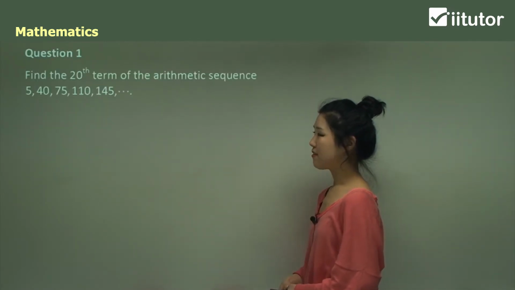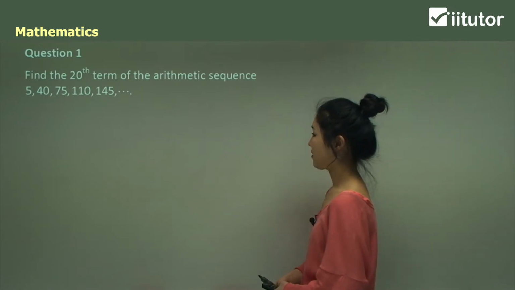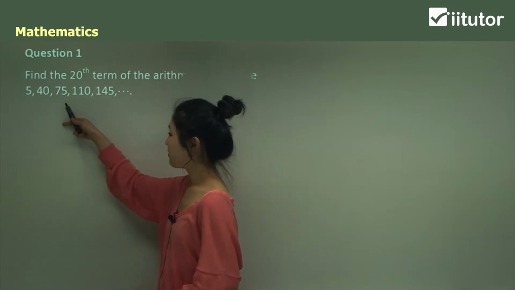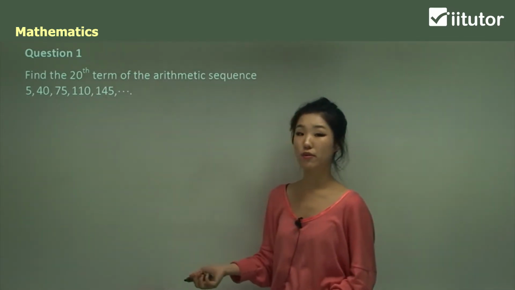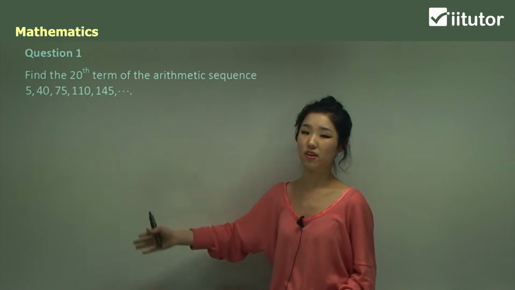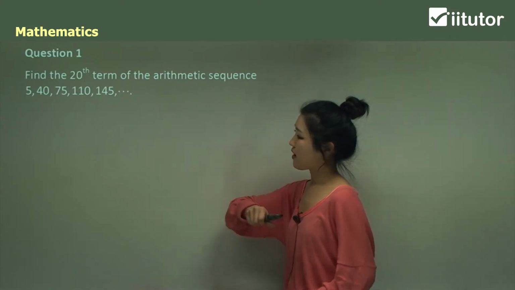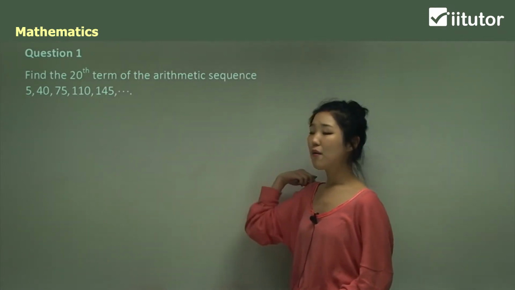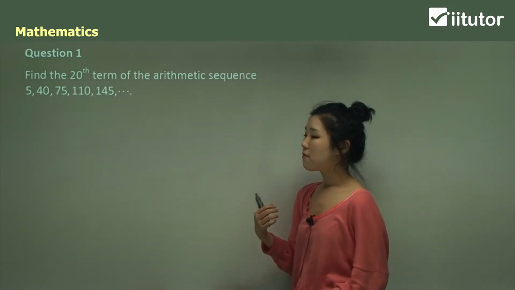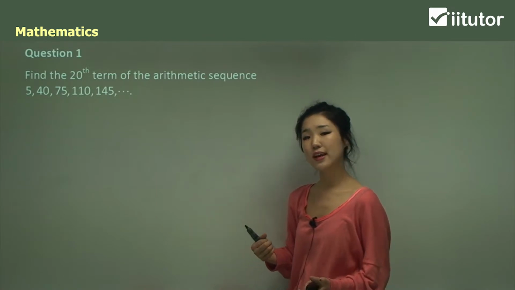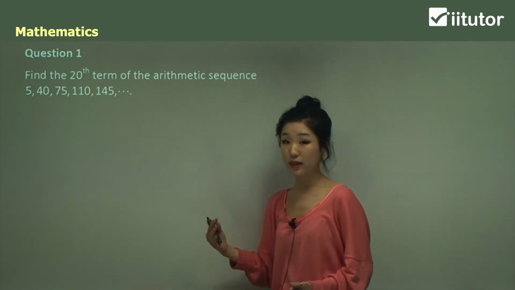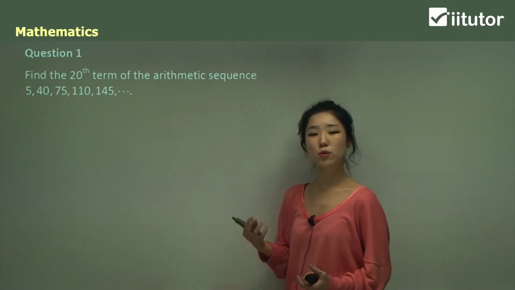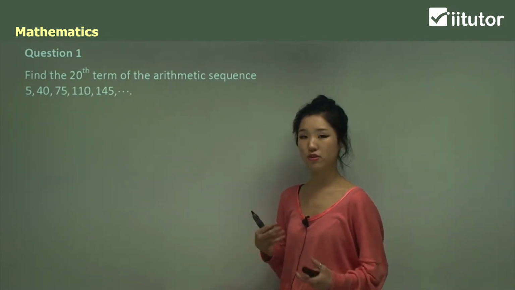Starting with question 1, find the 20th term of the arithmetic sequence. Okay, and this is the sequence they give us. 5, 40, 75, 110, 145, etc. Okay, and the list goes on. Now, this is the sequence that they give us, and they want us to find the 20th term. So how are we going to do that, guys? Remember our formula, okay? Tn equals A plus n minus 1 D. We need the first term, and we also need the common difference, don't we, in order to use the formula.